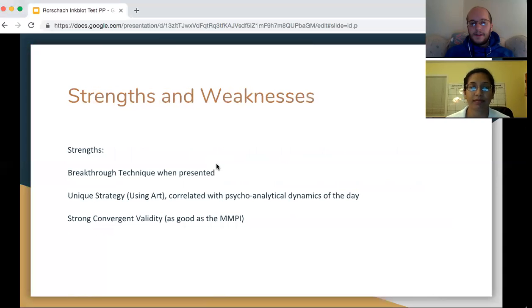Some strengths about this test were that when it was presented, it was a very breakthrough technique. It was kind of risqué. It was very unique, using art to see how a client would respond. It correlated a lot with the ingenuity of the day back in the 1920s. And then again, I said it has strong convergent validity with the MMPI, which is a highly respected and accepted test today.